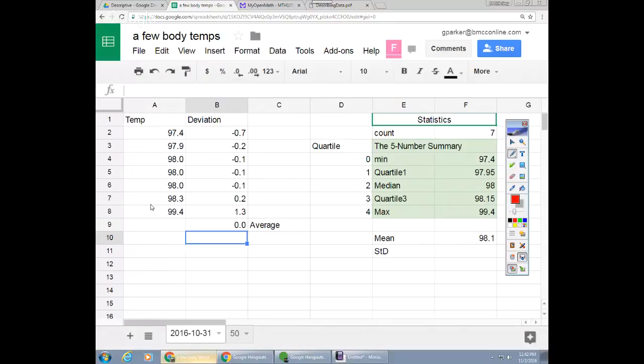Why? Well, because we were finding how far things are from average. Some things are above average, some things are below average. Isn't the average the middle? Yeah. So there's no surprise there. On average, deviation is 0 because average is the middle.